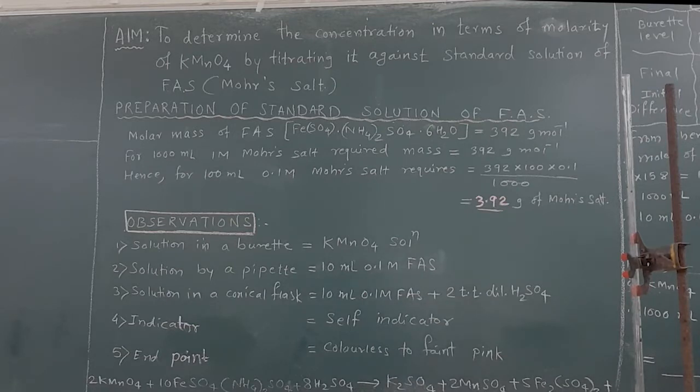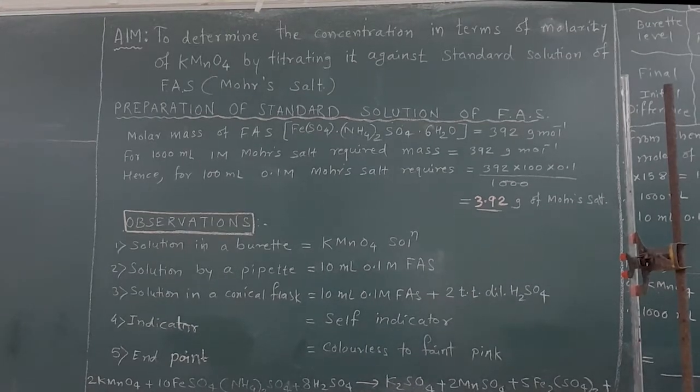Today we are going to determine the molarity of KMnO4 solution by titrating it against standard solution of ferrous ammonium sulfate, which is also known as Mohr's salt. In this experiment, we are going to divide it into two parts. The first part is similar to activity number 6, that is, preparation of standard solution of ferrous ammonium sulfate. So we are going to prepare 0.1 molar ferrous ammonium sulfate.